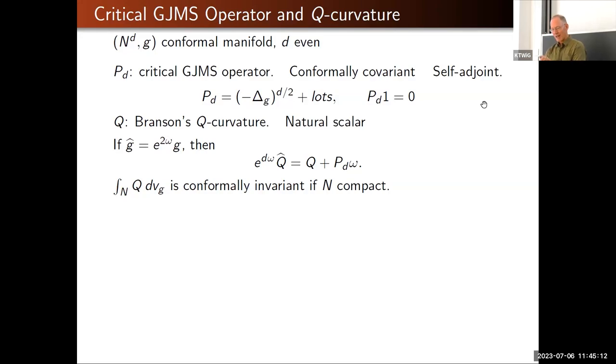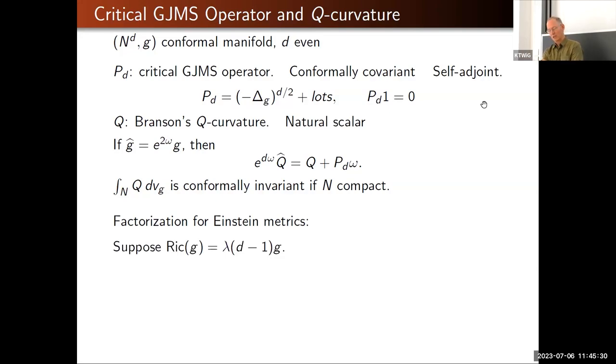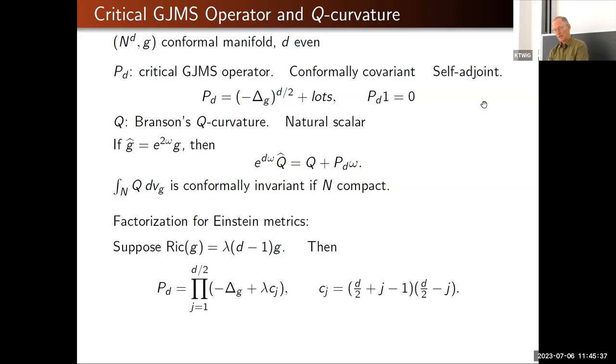Okay. Now there's one important last property of these operators and the Q curvature that comes into the derivation. And that is that if your background metric is Einstein, then these operators are completely explicit and they factor as a product. So suppose we normalize the Einstein constant, lambda is just a normalized Einstein constant. Then the operator factors as a product of Laplacian plus constants. The Einstein term makes all the lower terms turn into constants, and the constants just depend on the dimension, right? So the operator factors as a product of second order operators, and the Q curvature for an Einstein metric is a constant. Okay, so that's going to come in.